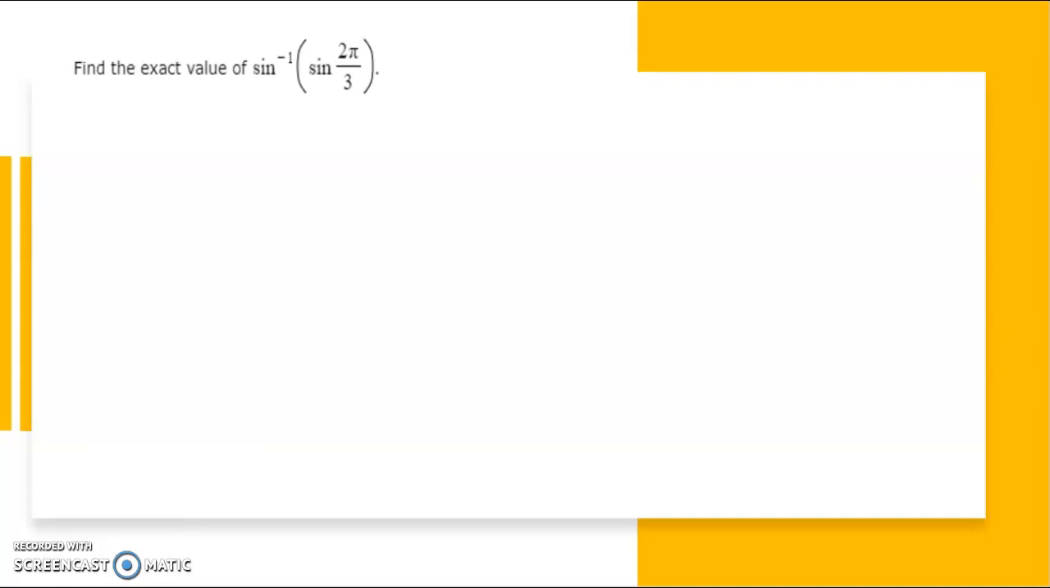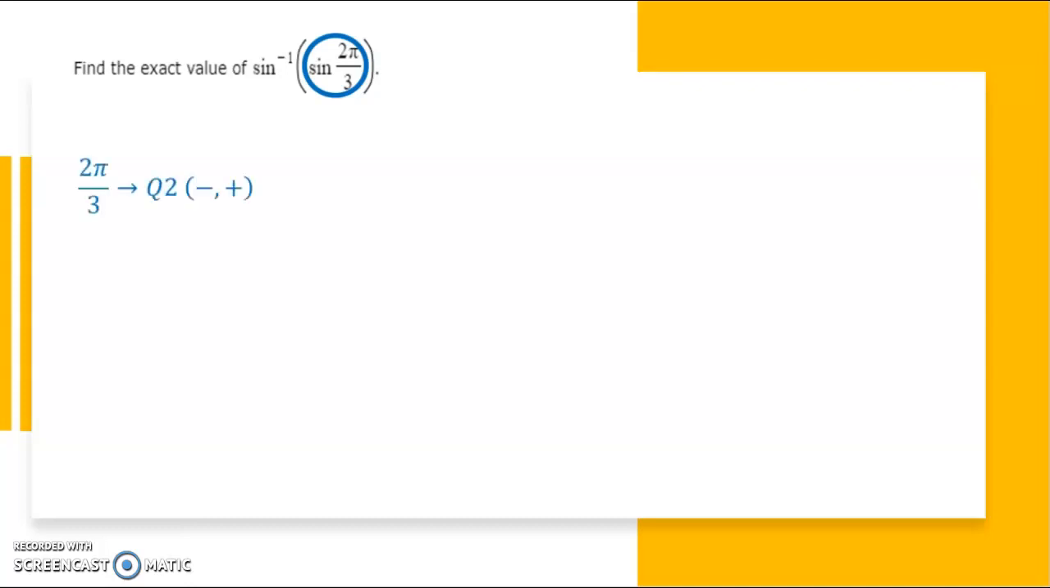So for problems like this, where I have the inverse and then the sine, it's really tempting to just cancel those signs out. But that is not what we're going to do. First, we're going to deal with what's inside the parentheses. So here's my reason through it.